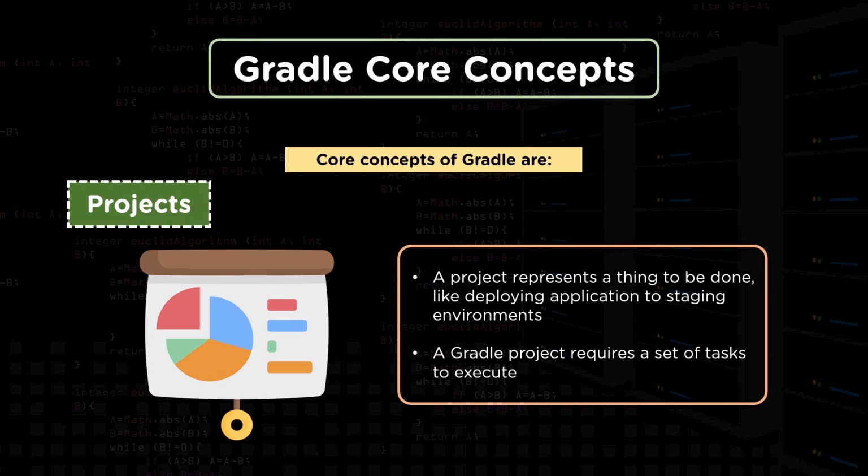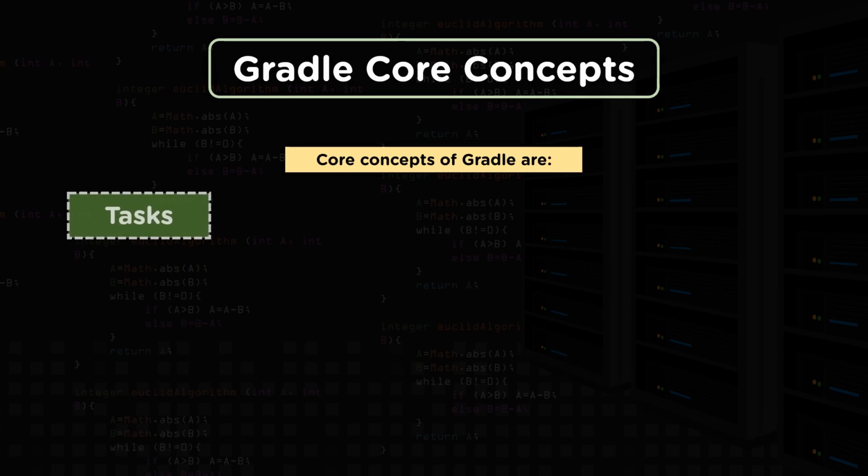So the Gradle project which you prepare has multiple tasks which are configured, and all these different tasks need to be executed in a sequence. Sequence is a very important part, because if the sequence is not maintained properly, then the execution will not be done in the proper order. So that's a very important aspect here.